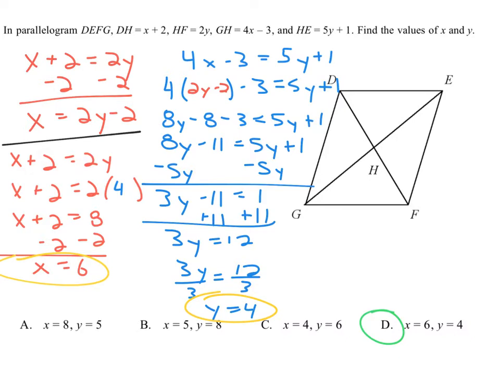The trick here is you set segments that are equal to each other, those expressions that show their measure equal to each other. And since we have two equations and two variables, we can't solve this on its own. We have to use systems of equations, and in this case we use substitution.